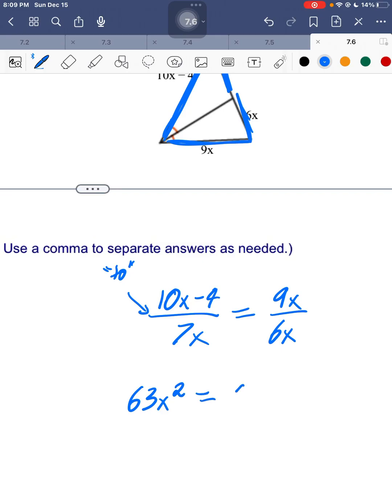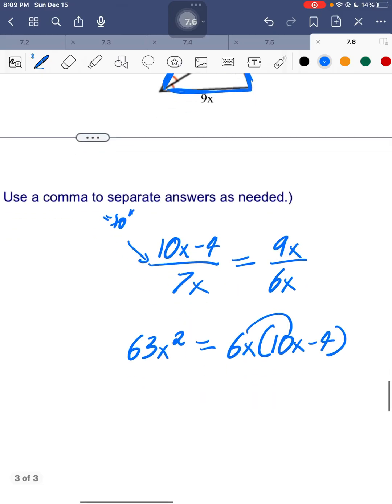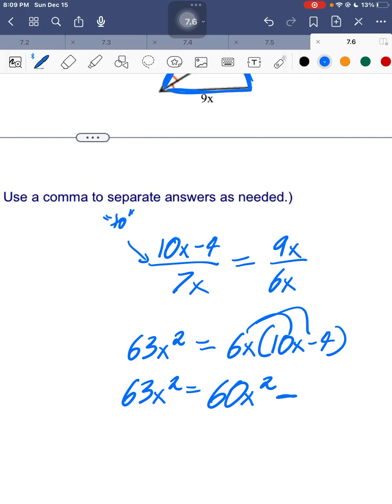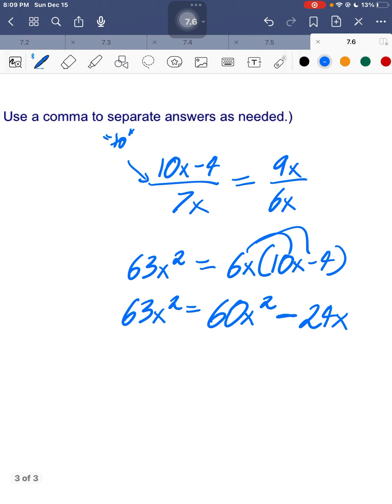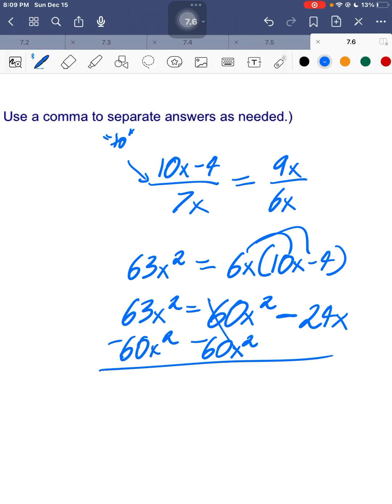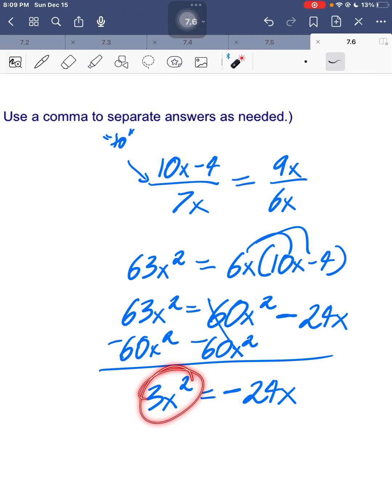9x times 7x is going to be 63x squared, equal to 6x times 10x minus 4. 63x squared is equal to 60x squared minus 24x. Now let's get all of our x squared on one side. So that's going to be 3x squared equals minus 24x.